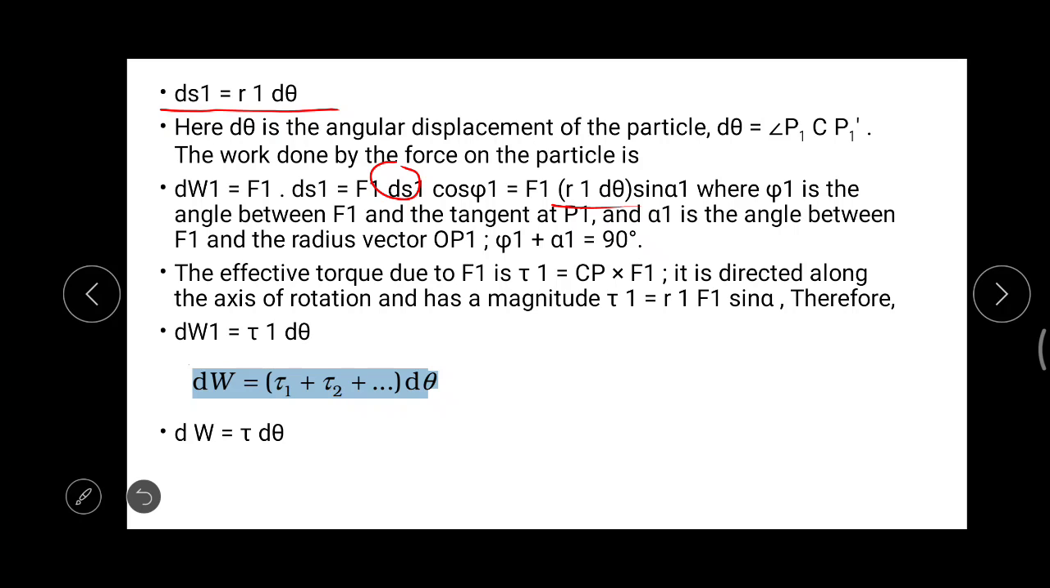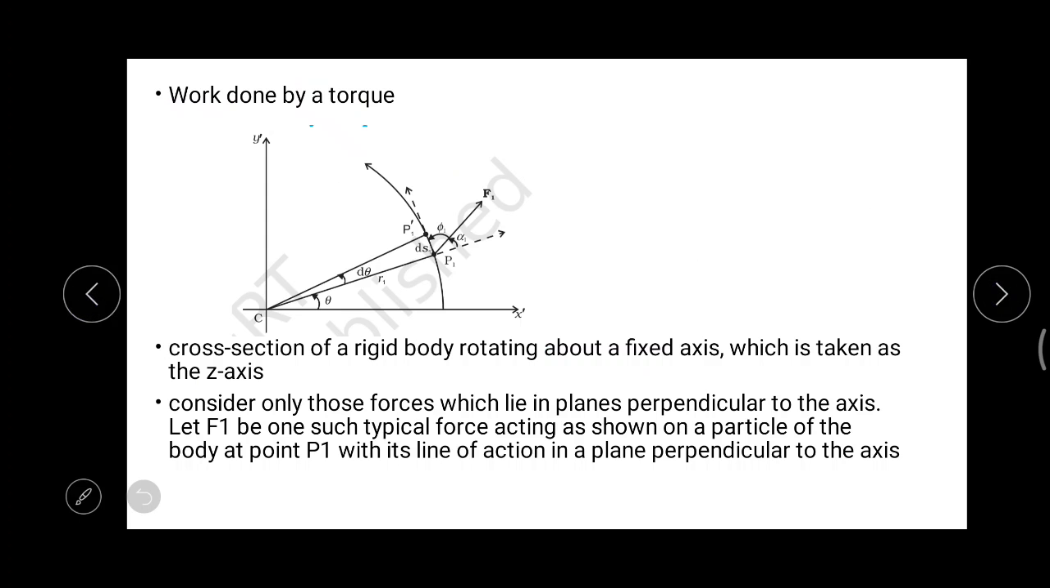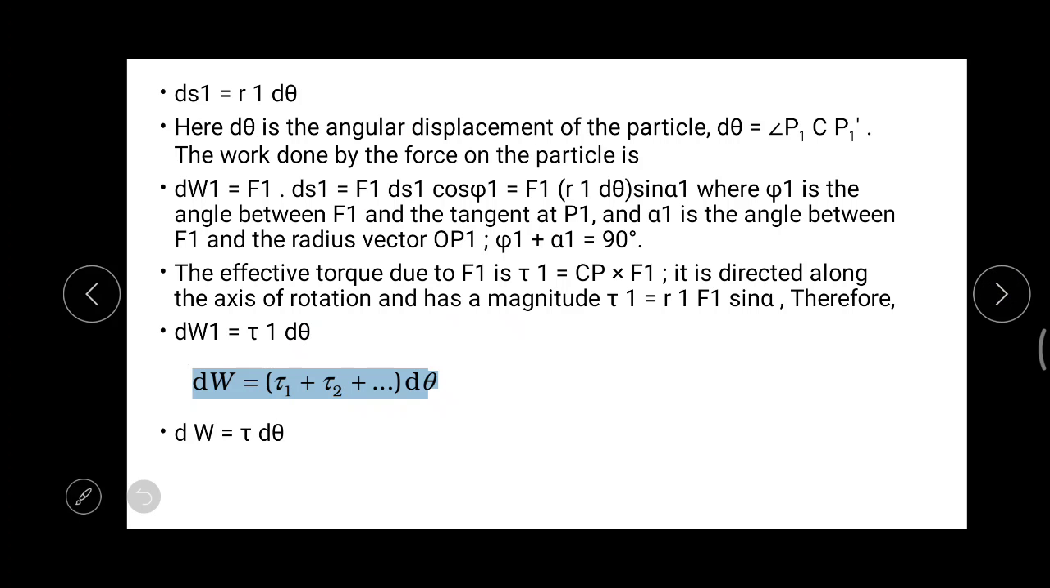Now here alpha 1 plus psi 1 will become 90 degrees. One is in the direction of the radius and the other is in the direction of the tangent. Tangent and radius are always perpendicular to each other. So alpha 1 plus psi 1, or phi 1, will become 90 degrees. Here, to find the effective torque value τ1, that is Cp cross F1, where Cp is the R value and F1 is the linear force. So R cross F.